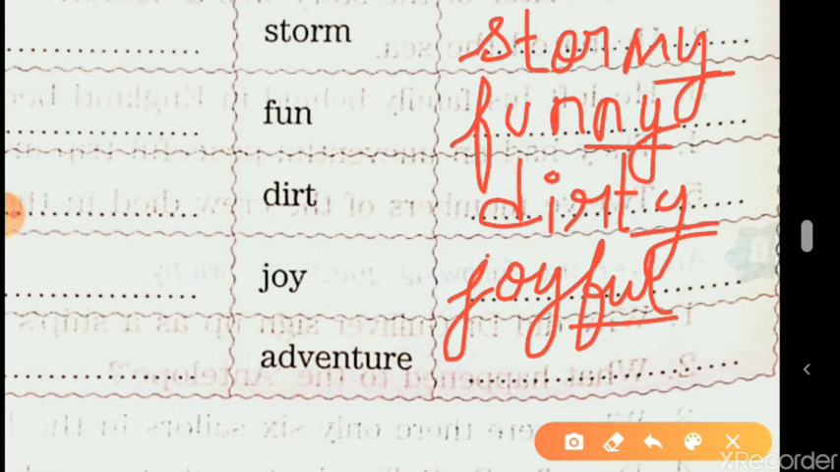We'll be removing the E and we'll be adding OUS. So it will become adventurous.